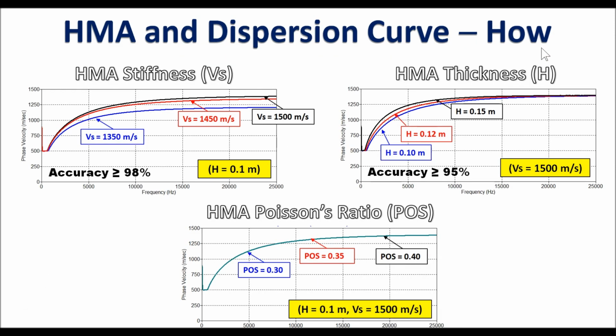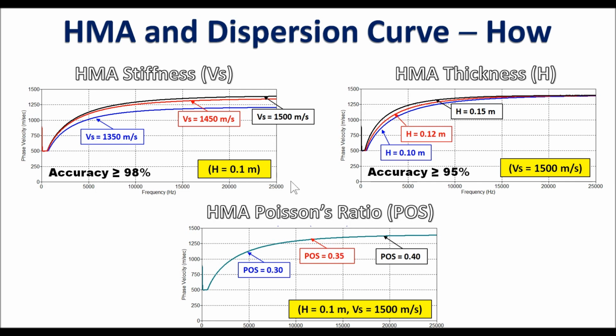Whenever we are dealing with surface waves, it is very critical to come up with very accurate so-called dispersion curves. And here we are looking at theoretical dispersion curves for different shear wave velocities of HMA layer, and for different thicknesses, and for different Poisson's ratios. We can see Poisson's ratios do not make any change in dispersion curves, whereas shear wave velocity change will make the biggest change in dispersion curve at the highest frequency end.